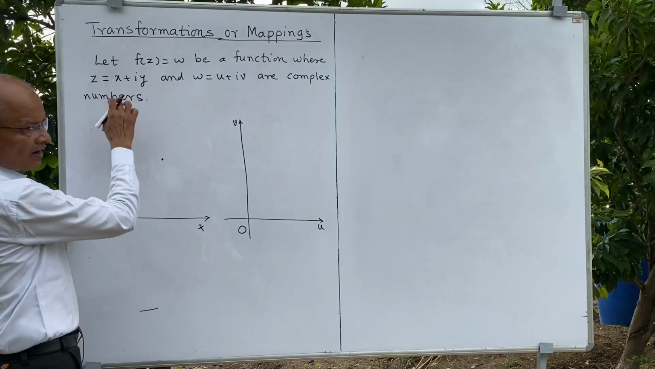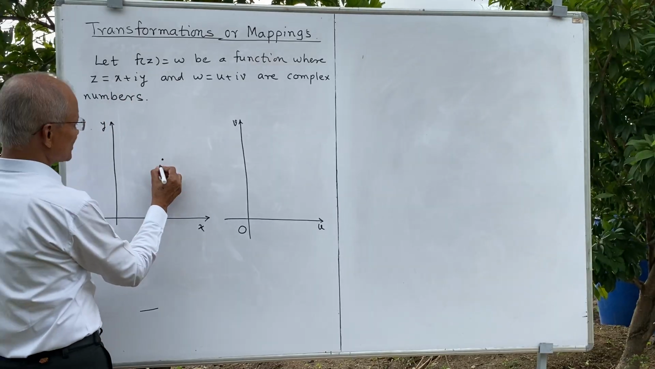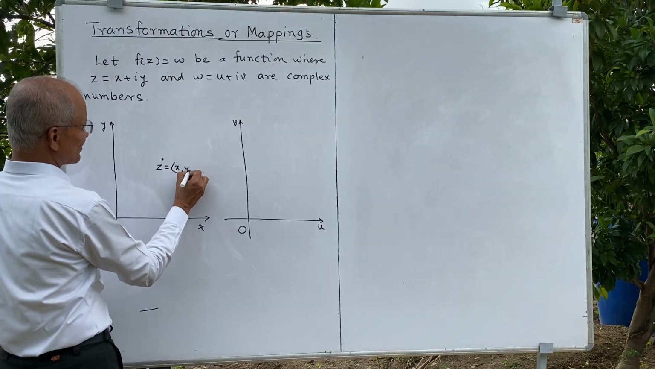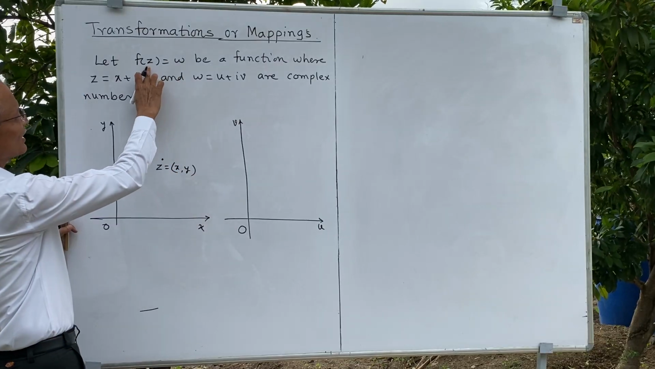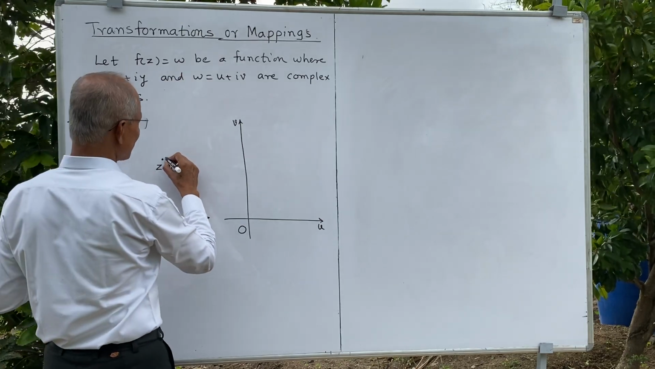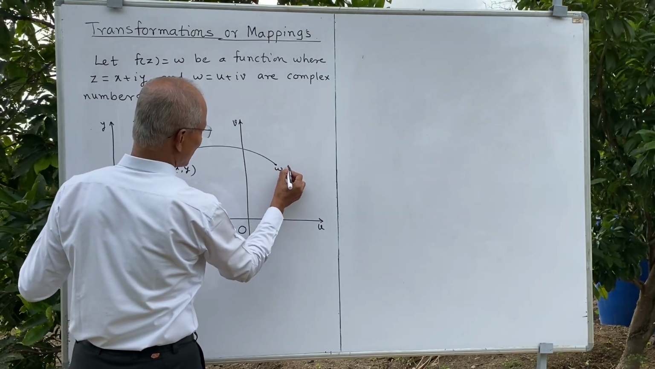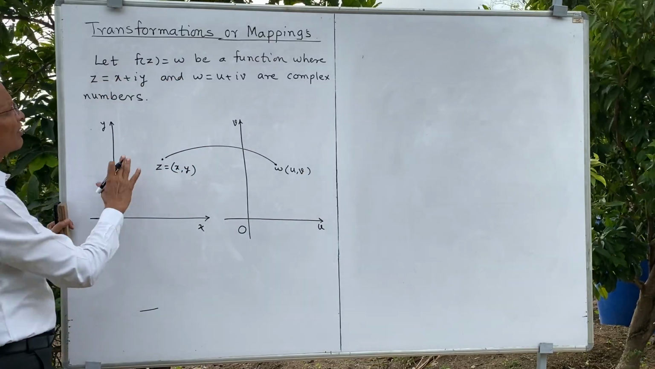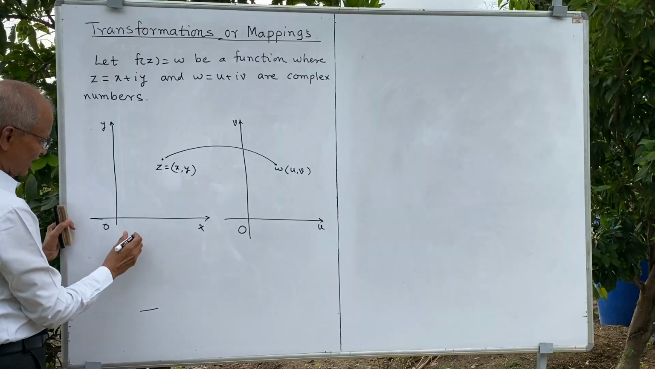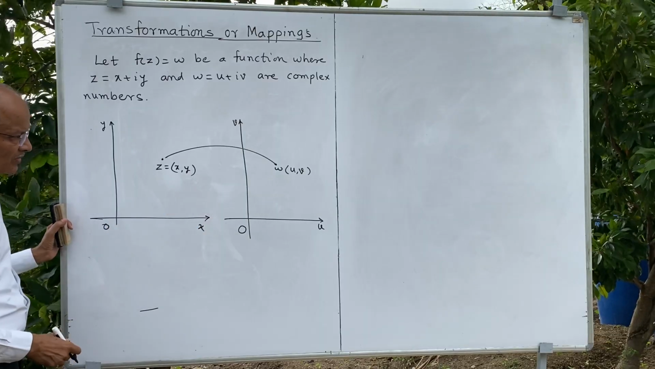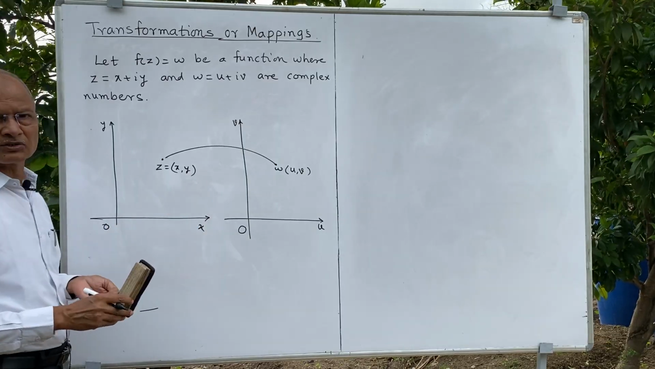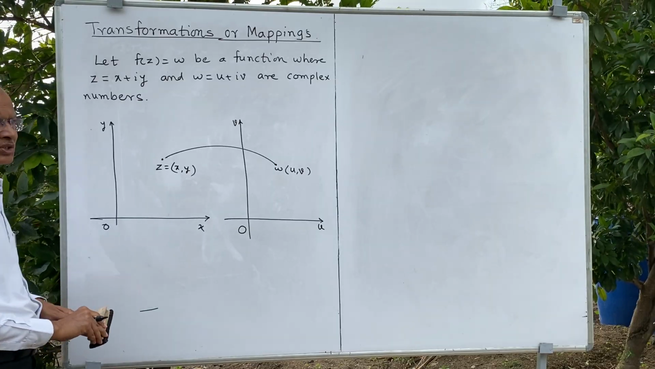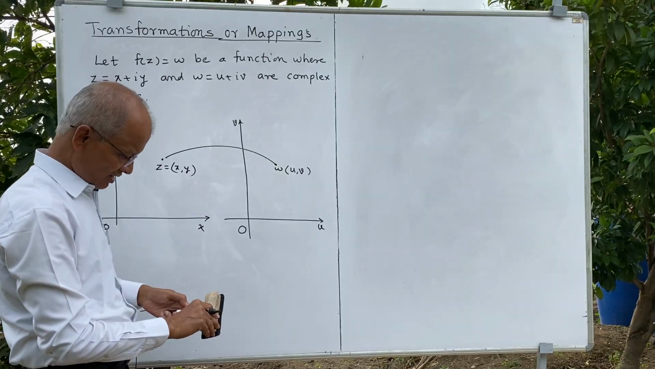A variable z or a point z, which is x comma y or x plus iy, will be transformed. The image of z is w, a point w on the uv plane. So this is a transformation or mapping from one plane, the z plane, to the w plane. Now we shall consider some examples of these mappings. First we shall have translation, rotation and reflection.